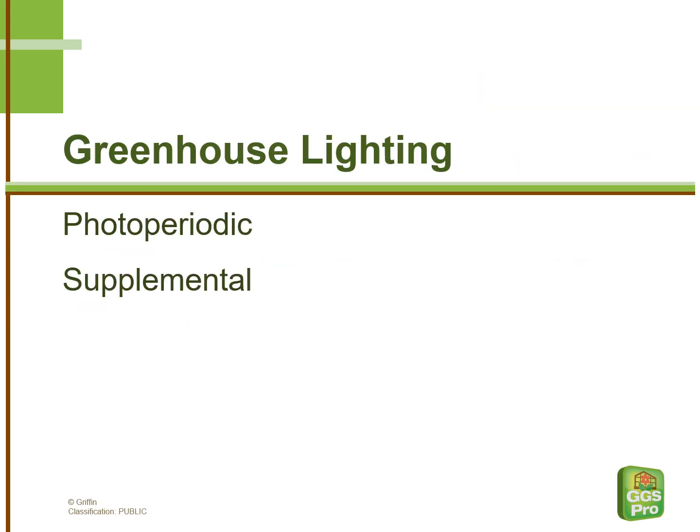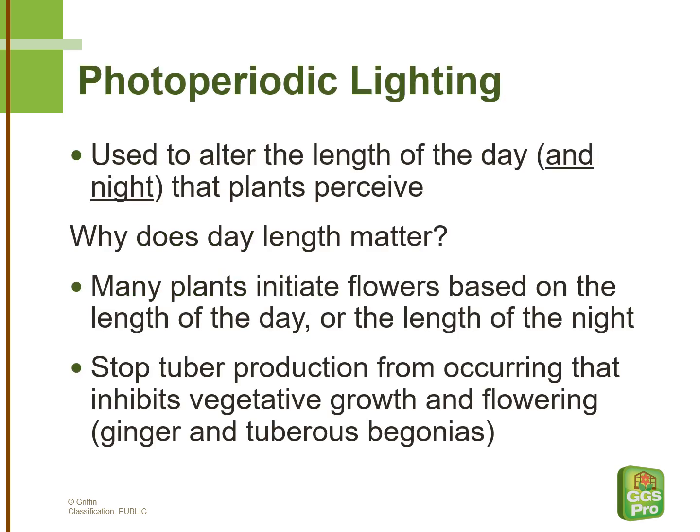So let's start off talking about greenhouse lighting. We're going to talk about photoperiodic and supplemental lighting. We find in our conversations with growers there's often a lot of confusion about what those two things are, so we're going to sort that out. The first type of lighting we'll talk about will be photoperiodic lighting. This is used to alter the length of the day and the night that plants perceive.